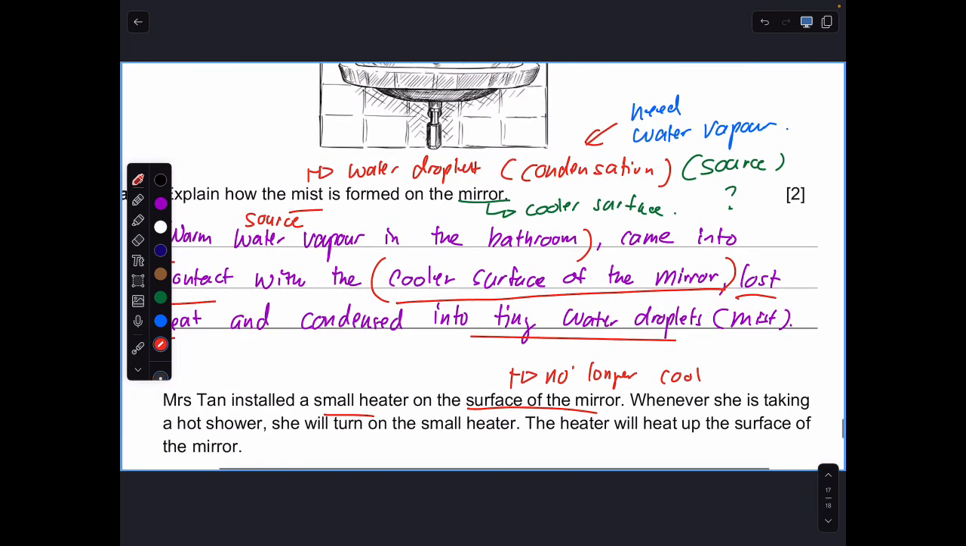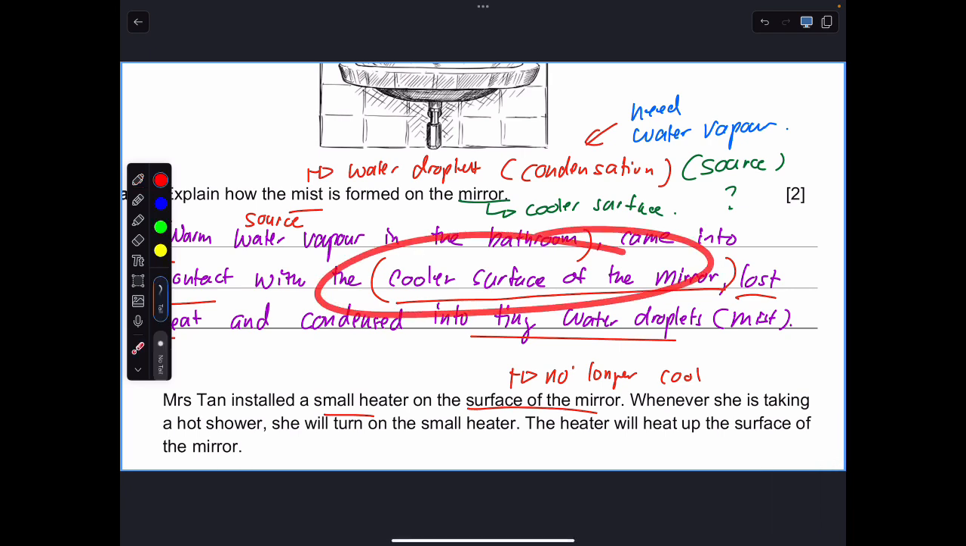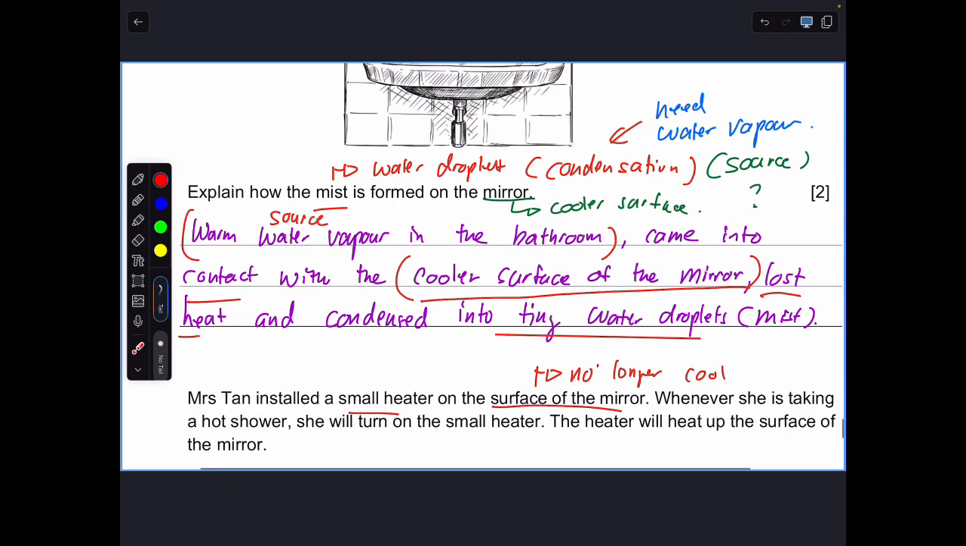So remember, at first it was the cooler surface. And why it was the cooler surface is important is because it allows the heat from your warmer water vapor to be lost to your cooler surface. Because heat always travels from a region of higher temperature to a region of lower temperature. Now imagine, your mirror is no longer cooler. It is hotter, or if not, the same temperature as your hot shower. So there's no more cooler region. Because of that, your warm water vapor, when it touches the mirror, cannot lose heat to it. It cannot condense on it anymore. And no water droplets will be formed.